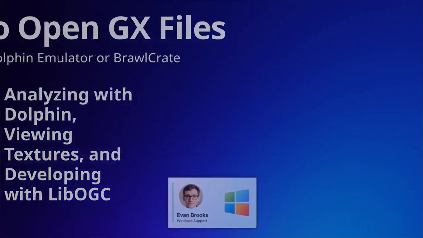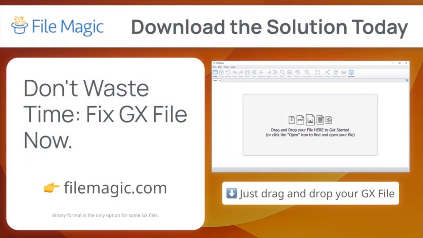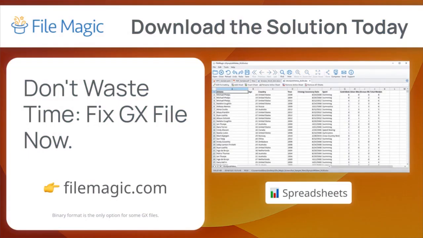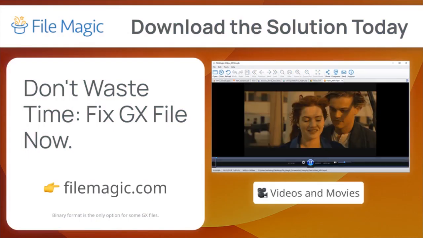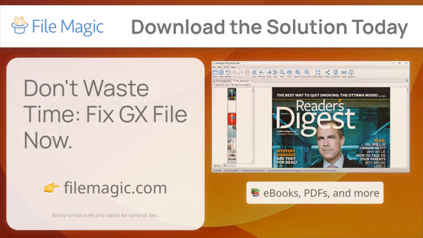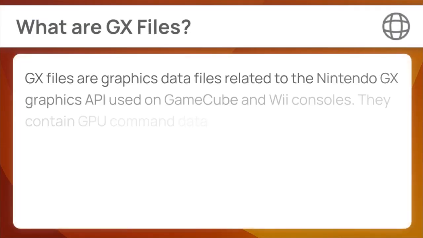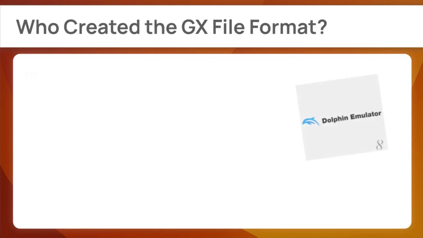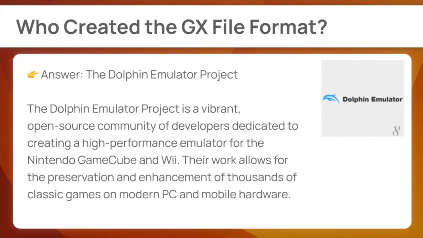with them. When we reach the final stage, we'll shift gears. We are going to maximize results with a single highly effective GX file inspection program that provides coverage for a wide range of formats. GX files are graphics data files related to the Nintendo GX graphics API used on GameCube and Wii consoles. They contain GPU command data, texture definitions, vertex buffer configurations, and rendering state parameters formatted for the ATI-based GPU hardware in Nintendo's 6th and 7th generation home consoles.